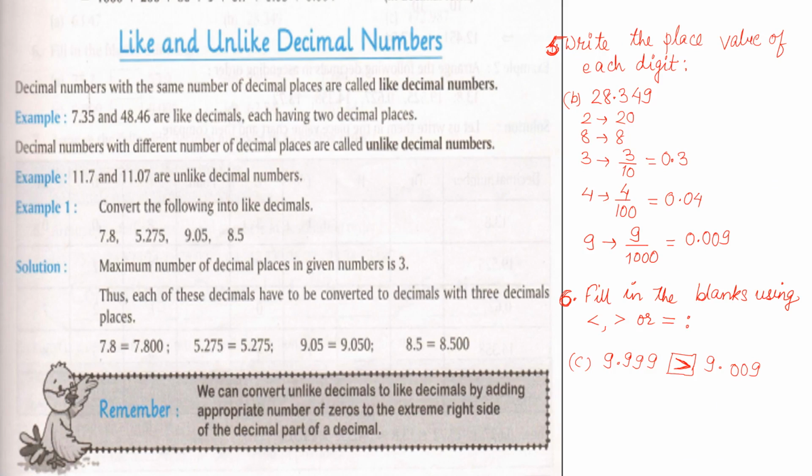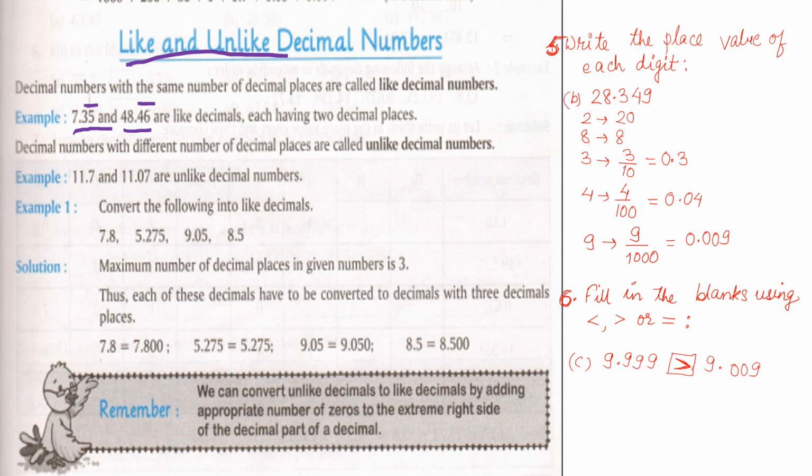Now we have like and unlike decimals. Like and unlike terms are not new to you. You have already studied this term number of times. So why we use them? Like and unlike terms are used for comparison. Okay, suppose they are asking, see one example, 7.35, 48.46 are like decimals. How are they like? Because they have same digits after decimal. 2 digits after decimal and 2 digits after decimal. Got the concept of like?